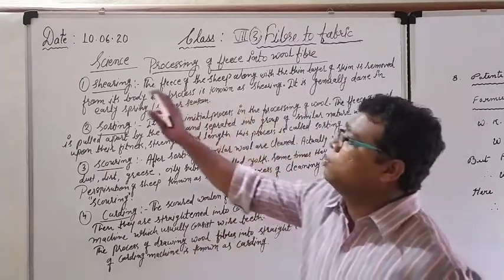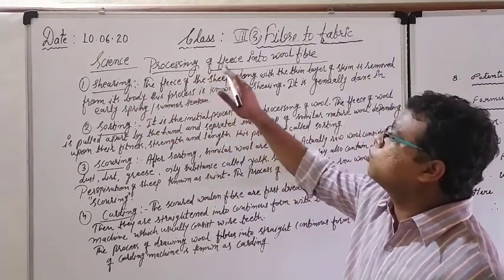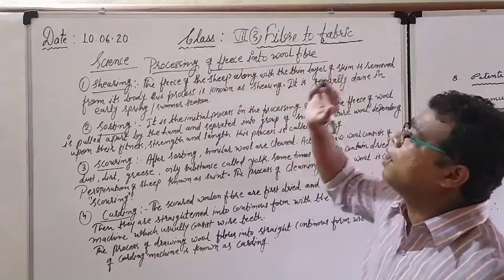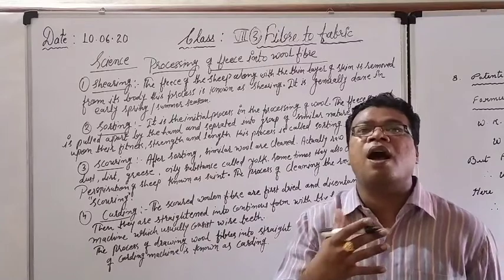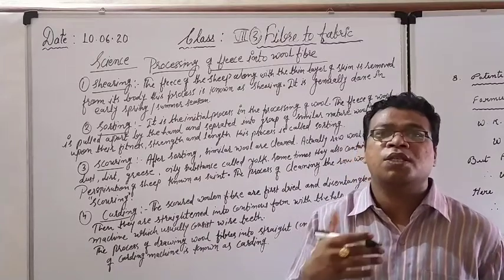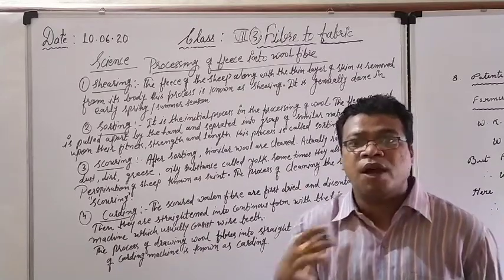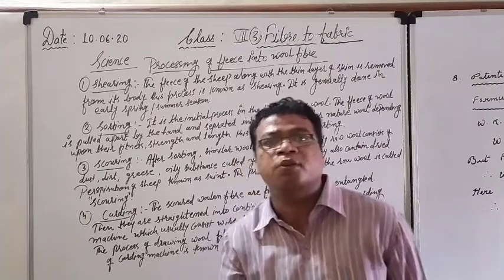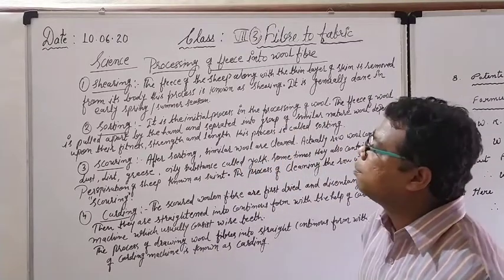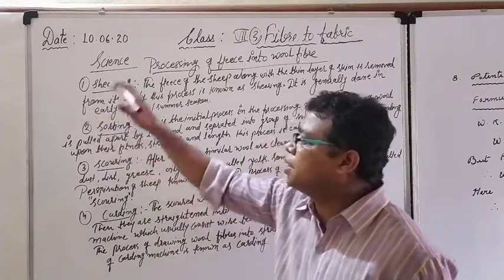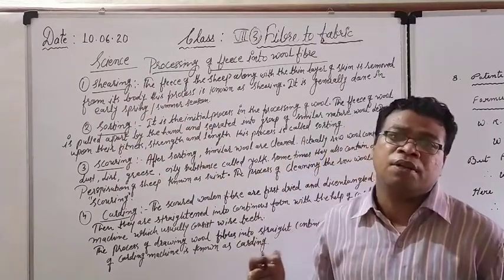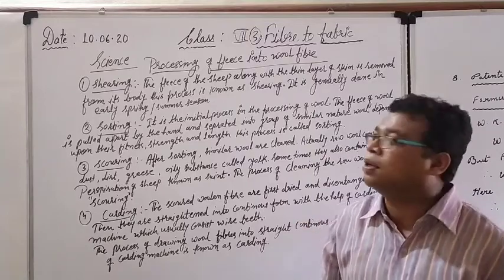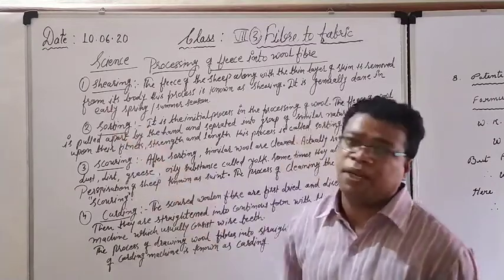Right now see, what is shearing? We were talking about the processing of fleece into the wool fiber. Fleece you can say khal in a common language. How this fleece is converted into the form of the wool fiber, that we have to see. Right now see, first process. There are actually some processes by which we are getting the wool fiber. Step by step we have to move further. See here, first process is the shearing.